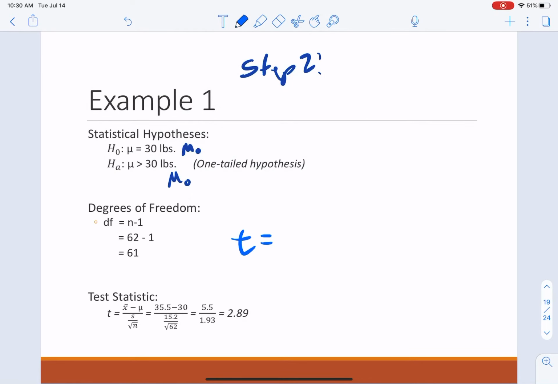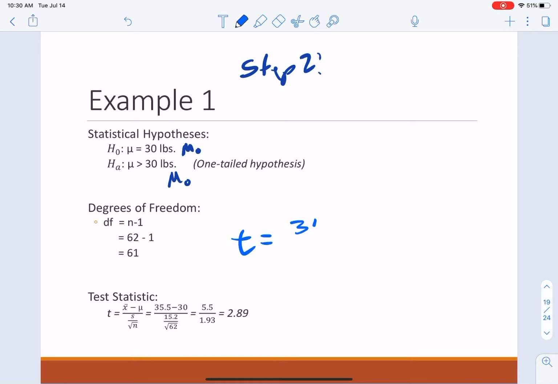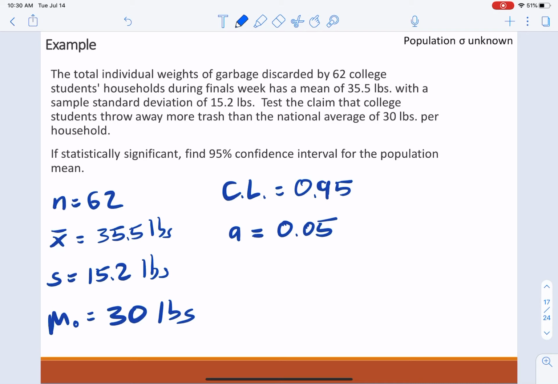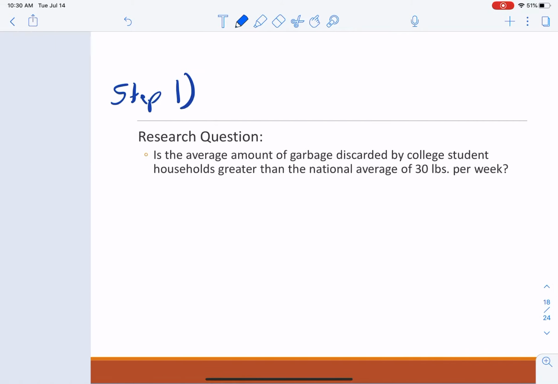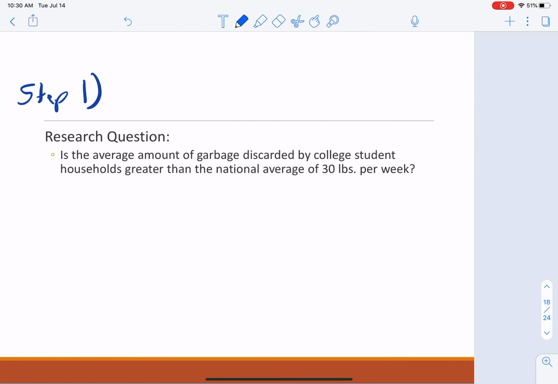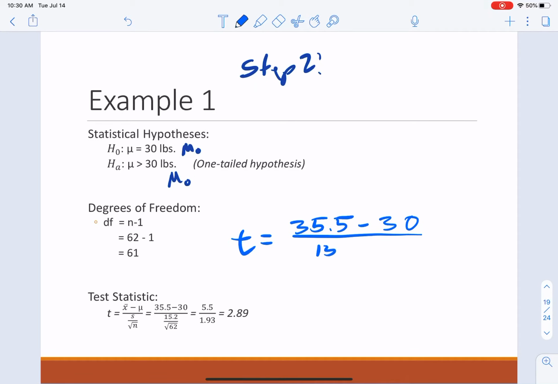So T equals our X bar, which is 35.5, minus 30, divided by the sample standard deviation, 15.2, divided by, in parentheses, the square root of 62.